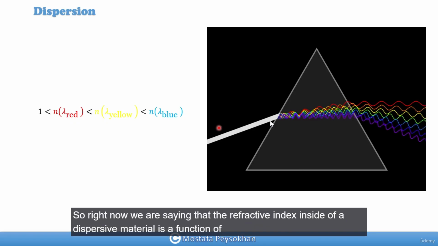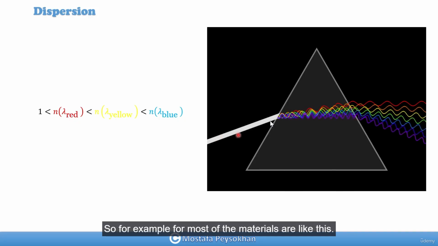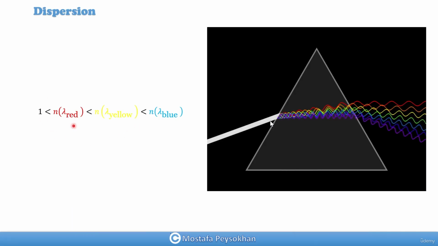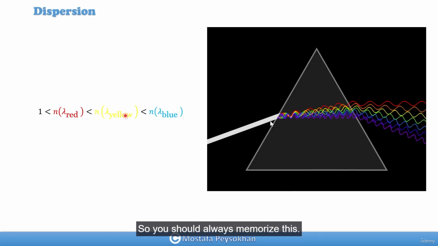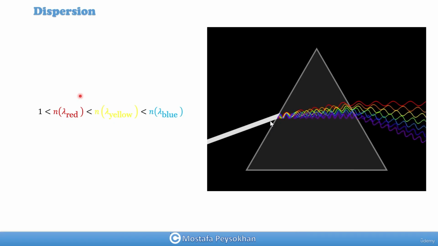So right now we are saying that the refractive index inside of a dispersive material is a function of wavelengths. So, for example, most of the materials are like this. The refractive index of the wavelengths of blue is higher than the refractive index of yellow, which is higher than the refractive index of red. So you should always memorize this. The refractive index of the blue is higher than red.